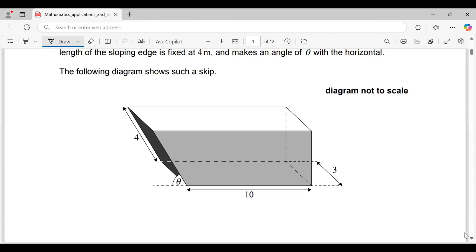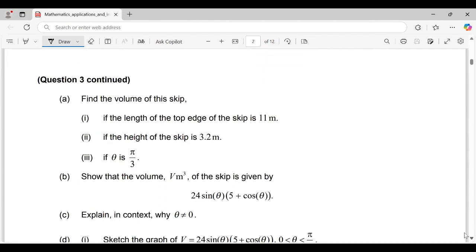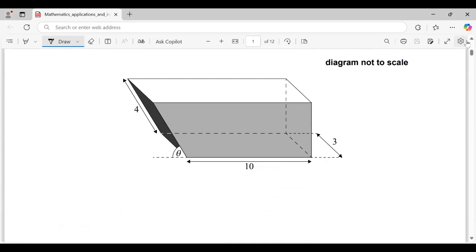This one, the diagram. Find the volume of the skip if the length of the top edge of the skip is 11 meters. If 11 meters is the top edge of the skip, we can calculate the volume: a half multiplied by 10 plus 11, and then multiplied by 3.